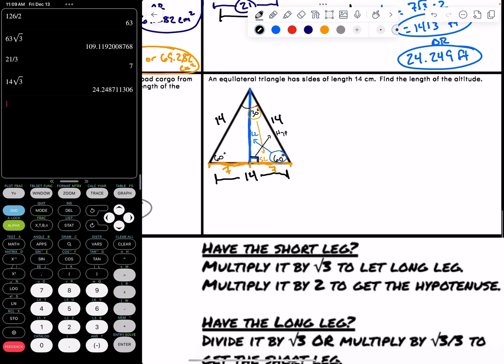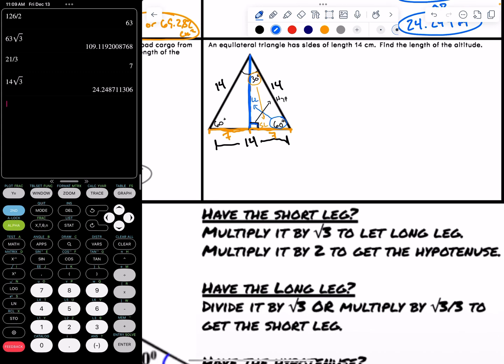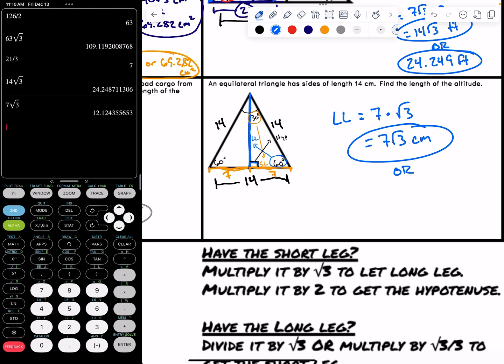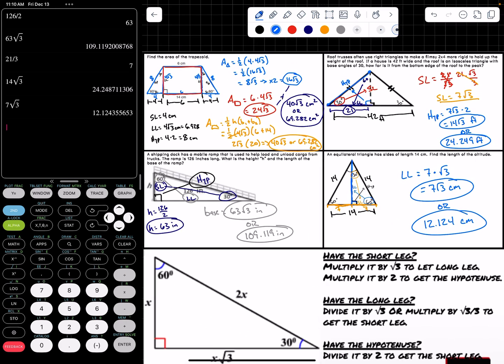If I am looking for the altitude, I know my short leg. I'm given my short leg, so I need to multiply it by root 3. So my long leg equals my short leg, which is 7, times root 3. So my answer is simply 7 root 3 centimeters, or, because we don't have that on our ruler again, 7 root 3 is 12.124 centimeters. And those are our word problems.